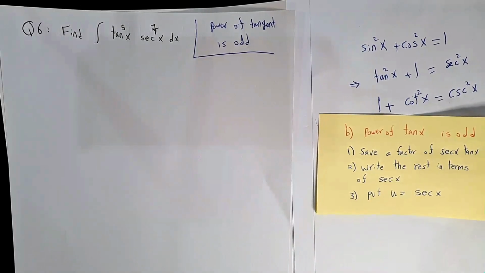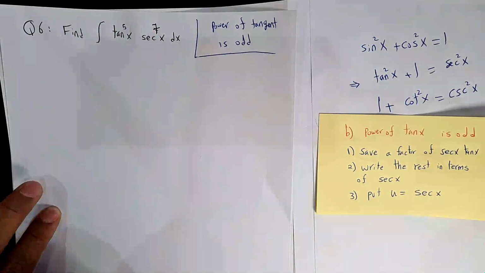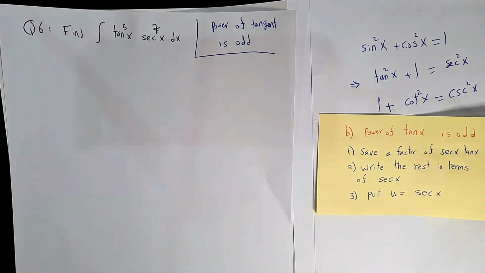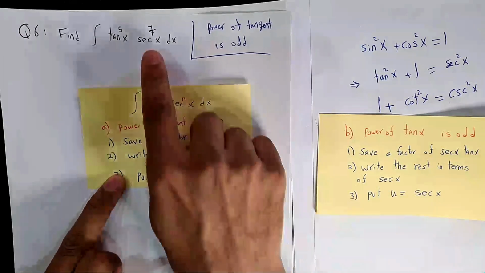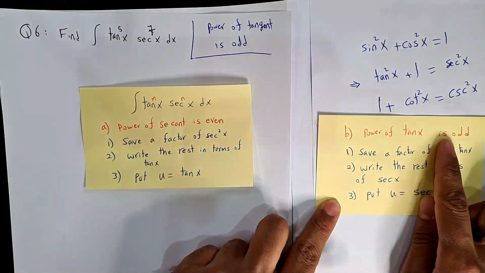Now let us see question number 6. He said integrate tan to the power 5 secant to the power 7 dx. Well, which strategy shall we use? Is it A or B? Is the power of secant even here? No. So do not look here. B, is the power of tan odd?